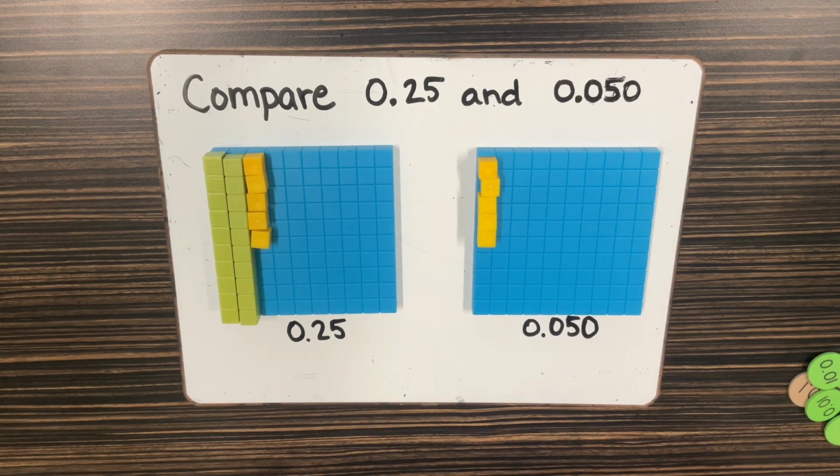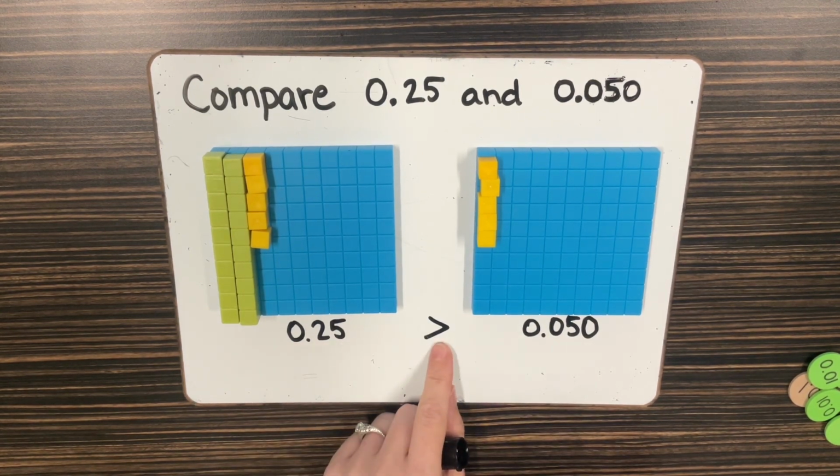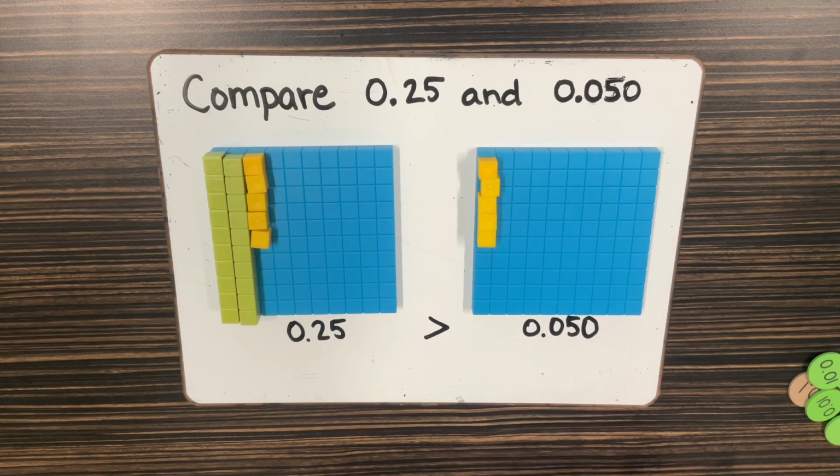What symbol would we use to compare these? Well, I know 25 hundredths is much bigger. It's greater than 5 hundredths or 50 thousandths. Let's check one more way. Choose one other tool to compare these two numbers.